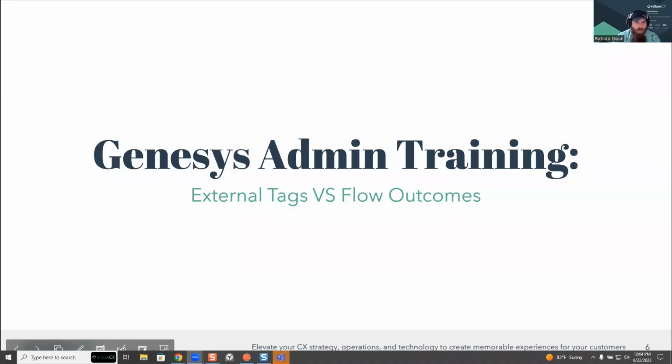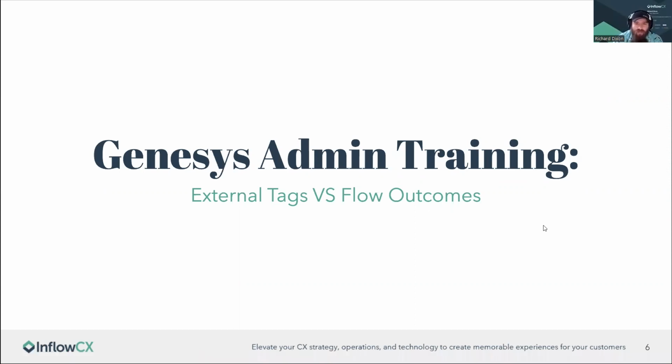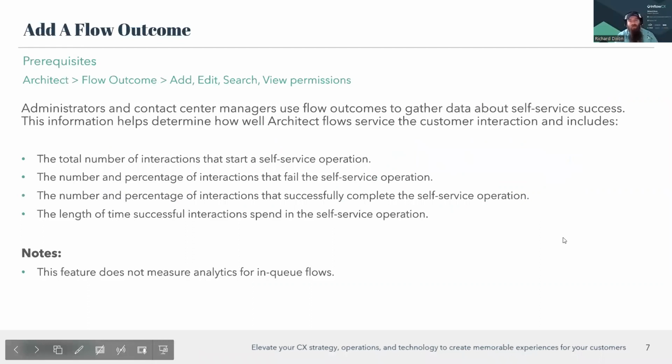All right, so we're going to go over Genesys admin training with external tags versus flow outcomes. They're both very similar and they both offer a lot of the same functionality. So, diving into the next slide here. To add a flow outcome, you do need a couple of prerequisites. Under Architect, you'll need flow outcome edit, search, and view parameters.